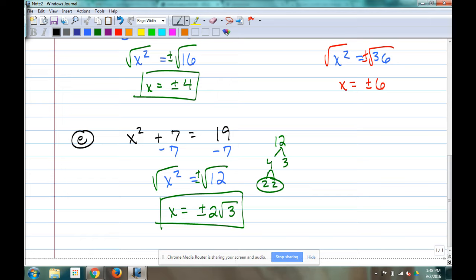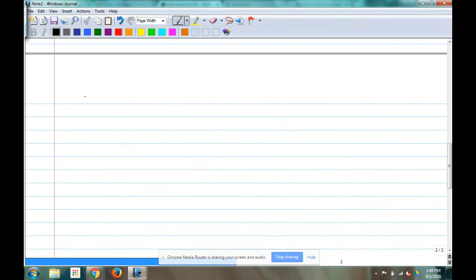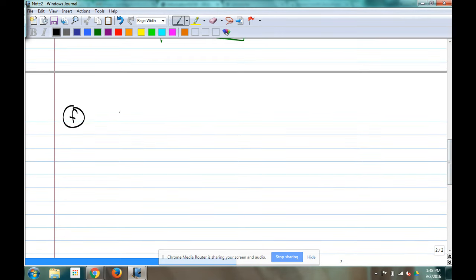Let's go up another level, maybe. Let's say we had 3x squared is equal to, maybe a number 3 doesn't go into, like 8. Yeah, that's a good one.